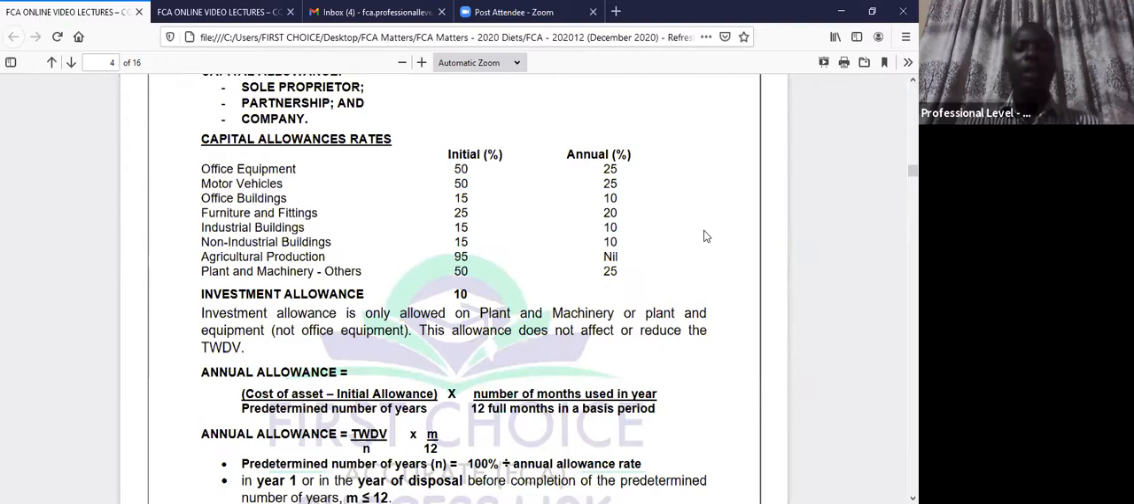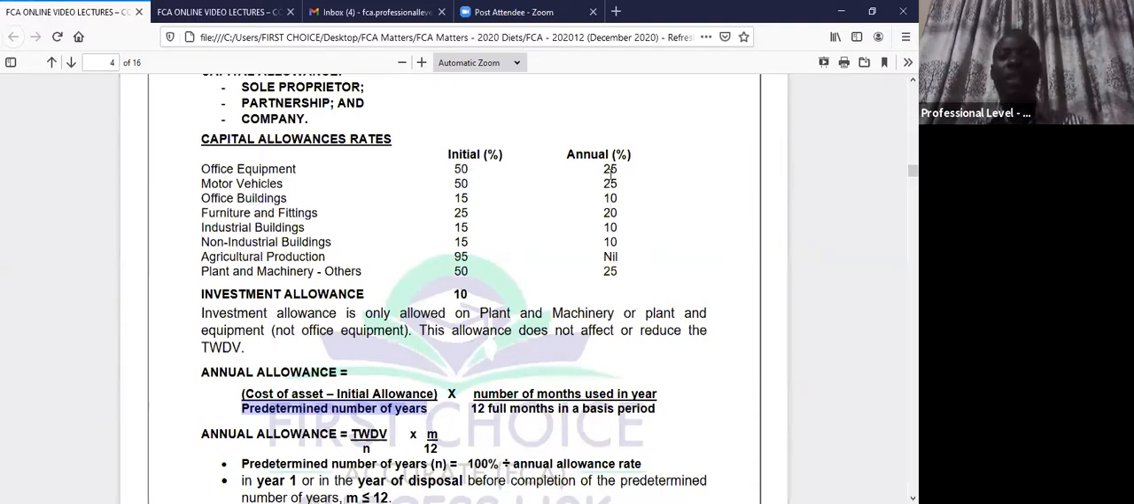And so in capital allowance, annual allowance, you've taken off your initial allowance from the cost. Looking at it from the formula here, cost of the asset minus the initial allowance. What you are left with is the depreciable or claimable value, which you will be claiming annually. Now, you will need to know the predetermined number of years. Now, this is what the taxman will give to you. How will you know the predetermined number of years?